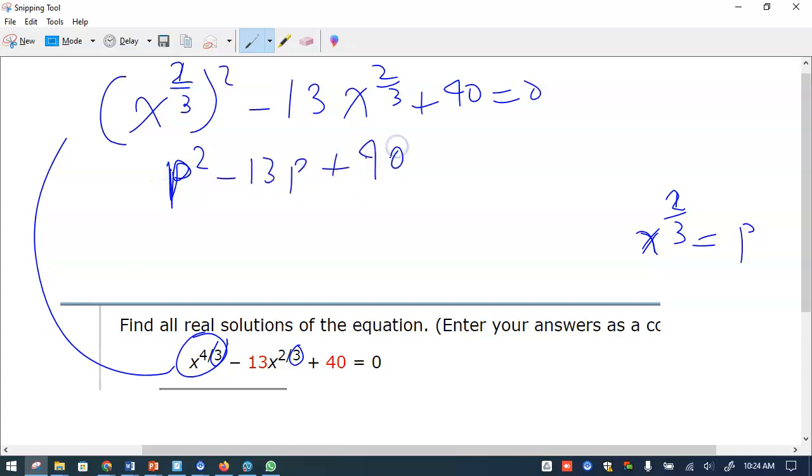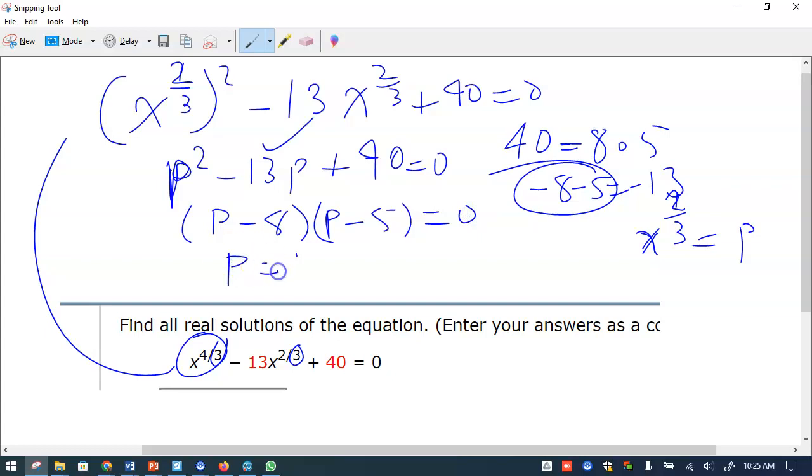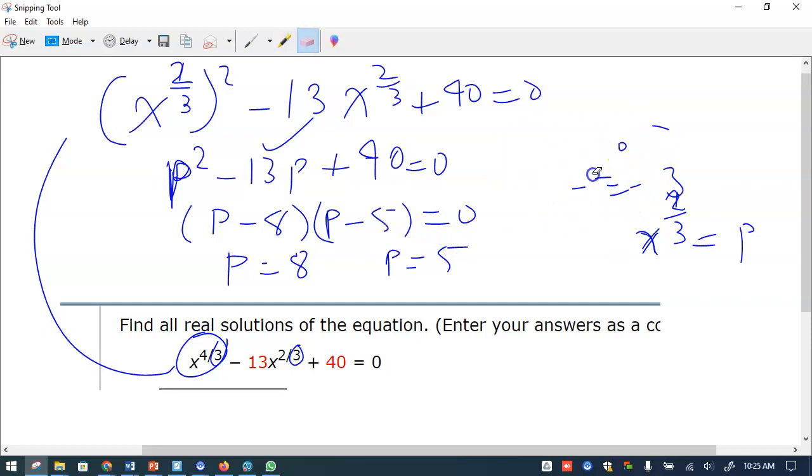And you can split 40. What are the options for 40? The best option I'll use is 8 and 5, because both minus 8 and minus 5 will give you minus 13, which is right there. See right there. So I can write this as p, and because there is minus 8, you just put it right here. And the opposite of minus 8 is 8, and the opposite of minus 5 is 5. And now you need to do more work.